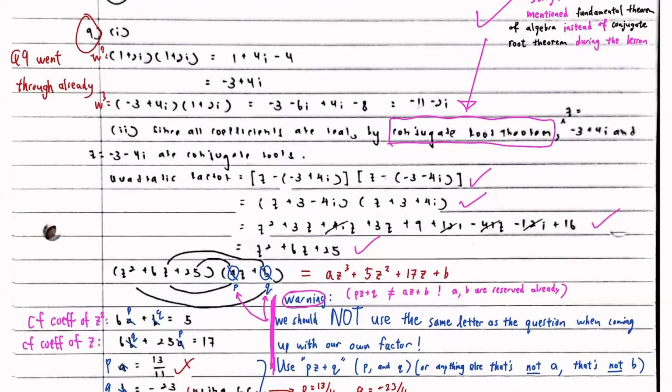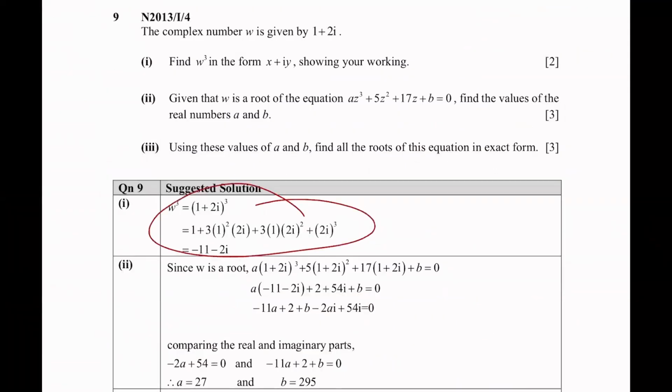Okay, let's just go through the solution now. This one I'm not going to go through. Just use binomial expansion. You eventually get W cube equals 1 plus 2i cube, and so on. You get -11 minus 2i. Then part 2: given that W is a root of this equation, find the values of the real numbers A and B.